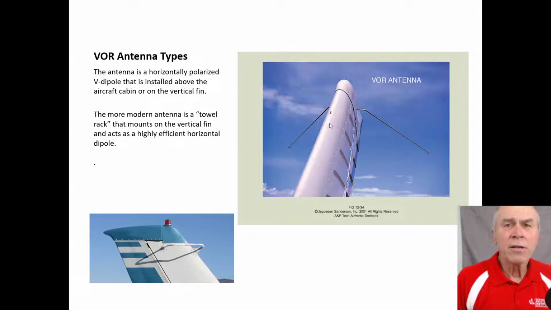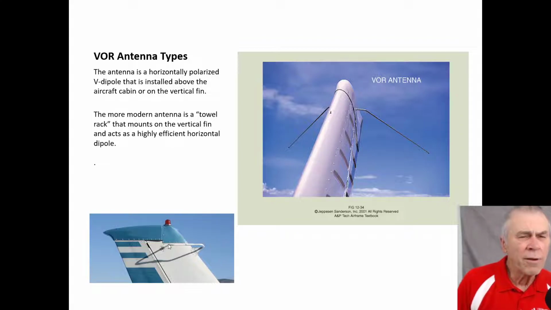What type of antenna you can see on the vertical stabilizer and the rear empennage of the aircraft, and you can see it here also. You can see two different types. This one looks like a towel handle, and this one here looks like whiskers, I guess. They call it a V dipole. It's horizontally polarized, or the more modern towel rack. That works as an effective horizontal dipole antenna.